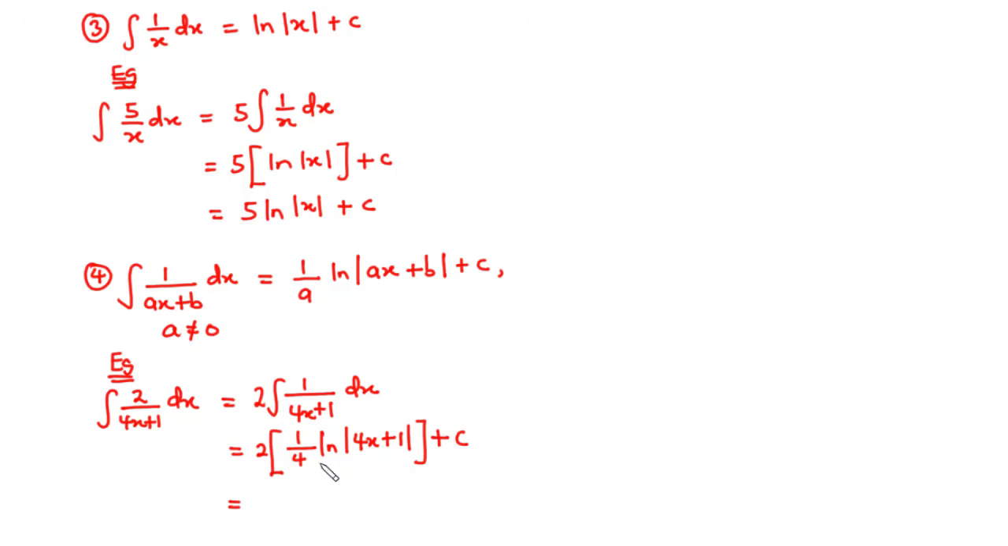So we multiply 2 across, so we have 2 goes here once, 2 goes here 2 times, so that becomes 1 over 2 times ln of the absolute value of 4x plus 1 and then plus c. Now let's move on to 5.